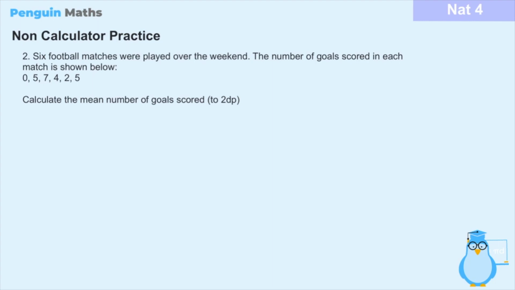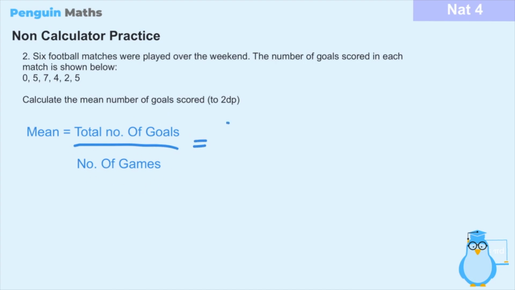Basically the information given to us means that in game 1 there were 0 goals, game 2 there were 5, game 3 there were 7, game 4 there were 4, game 5 there were 2, and game 6 there were 5 goals. So we have to figure out the mean number of goals between these 6 games. The formula for the mean in this question would be the total number of goals divided by the number of games that were played.